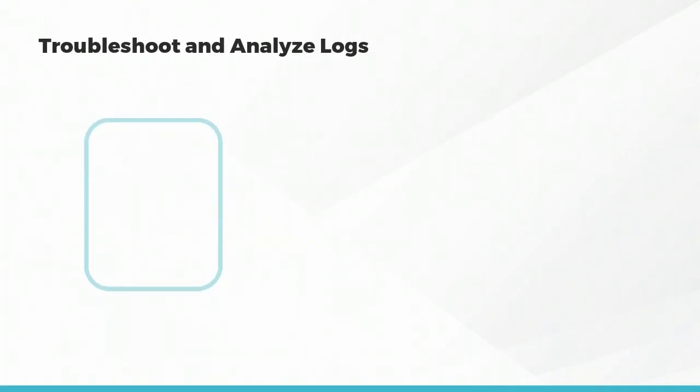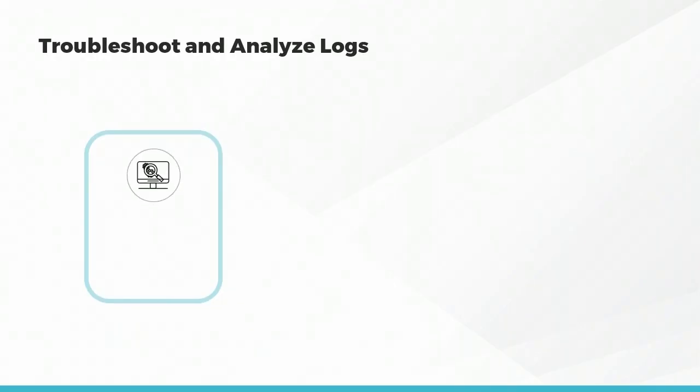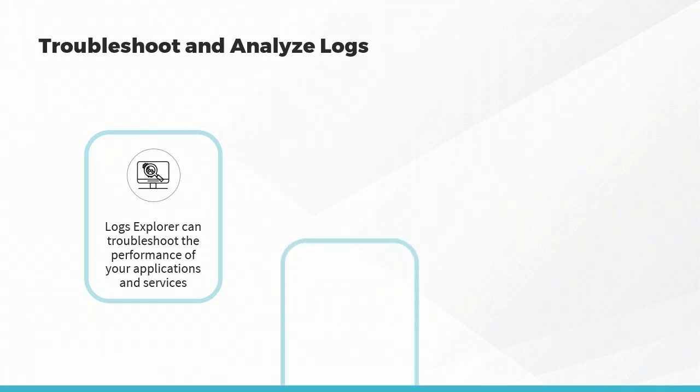Now here's where we can do some of the troubleshooting in our analysis. There's a tool called Logs Explorer, and it can troubleshoot the performance of our applications and services that are running inside of the cloud. This is really useful to create a histogram that displays the rate of errors, for example. If I see a spike in errors or something interesting, I can locate and view the corresponding log entries. So it's a nice way to get a 1,000-foot view of the logs that are generated.